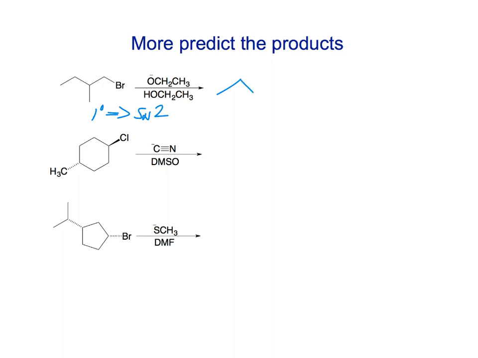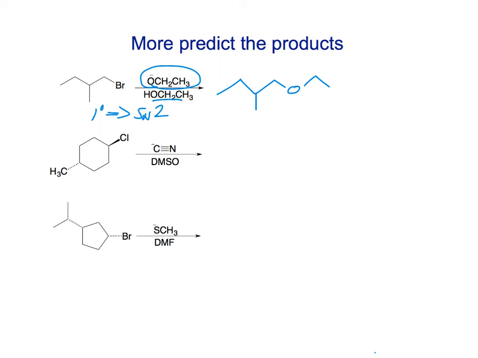There's no stereochemistry at that position. So it is inversion, but we don't really see the difference. And our nucleophile here is this methoxide. So we're just going to add an oxygen and an ethyl group. All right, so notice that even though we have a protic solvent, this is still an SN2 substitution.